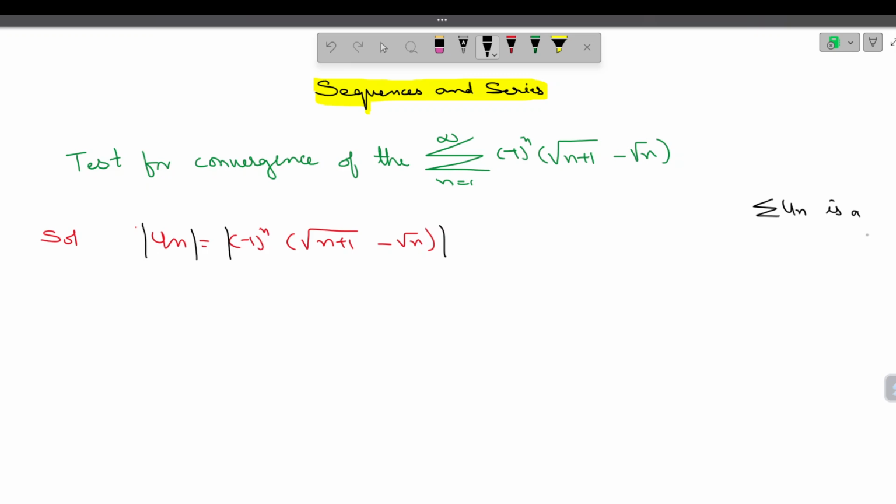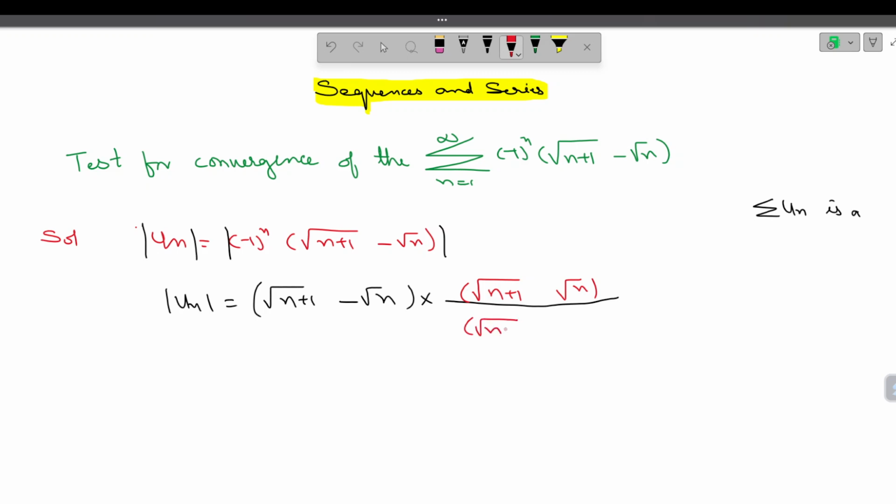I want to apply the limit comparison test. For that, the series should be a positive term series. So, mod of un equals square root of n plus 1 minus root n. Now, this is a particular type of problem where we have to rationalize the numerator. Generally, we rationalize the denominator. What is rationalization? Whatever is there in root n plus 1 minus root n, you write the same thing in the numerator and denominator. If a minus sign is there, you write a plus sign.